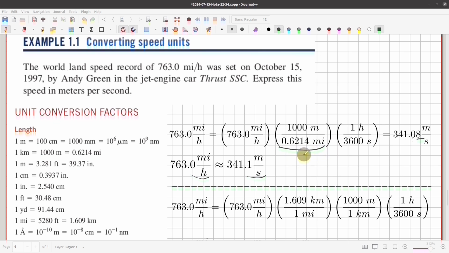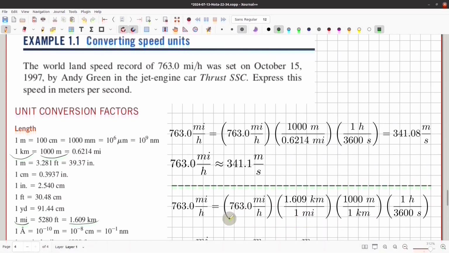The beauty of this method is that it's flexible. It allows us to use other conversion factors that we might already know or can easily find to achieve the same result. Let's say, for instance, that we don't remember the direct miles to meters conversion factor, but we do know how to convert miles to kilometers, and also we do know how to convert kilometers to meters. We can use those conversion factors in a chain to get to our desired units.